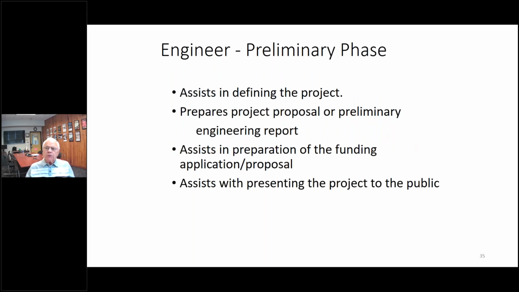In the preliminary phase, the engineer will assist in defining the project, prepare that project proposal or preliminary engineering report, and assist in preparation of the funding application or proposal. Assist with presenting the project to the public. In a small community, the engineer generally assists with all application details.